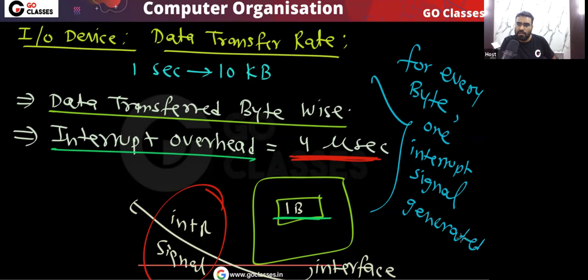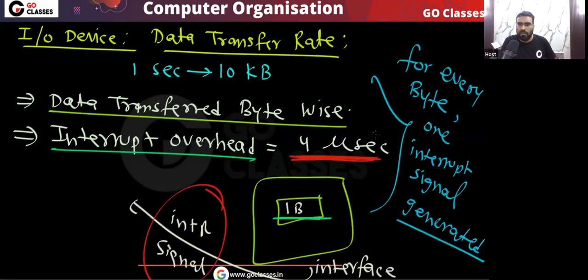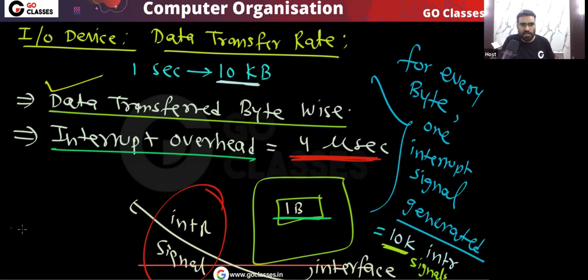Just tell me this point: how many interrupt signals will be generated in this question? For every byte, because you are transferring the data byte-wise, one interrupt signal will be generated. So how many in total? 10K, yes or no? Total 10K interrupt signals, INTR signals, will be generated. Okay, is this clear? Let me know.